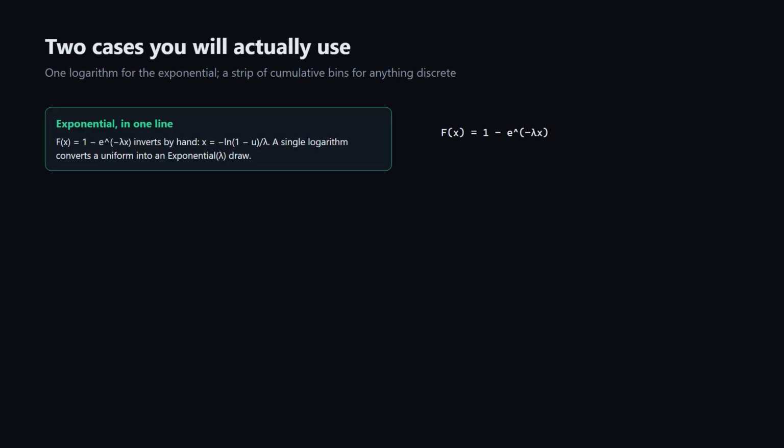Work it for the exponential. Its CDF is 1 minus e to the minus lambda x. Set that equal to u, solve for x, and you get x equals minus the natural log of 1 minus u, all over lambda. A single logarithm, and you have an exponential sample.